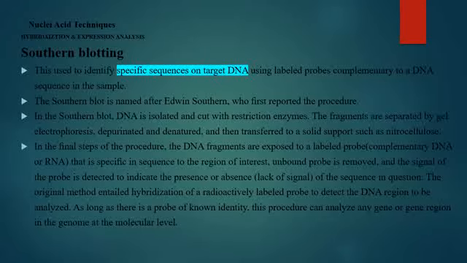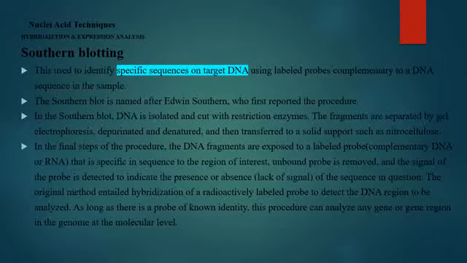Now the final step of the procedure: the DNA fragments are exposed to a labeled probe, which we are calling a complementary DNA or RNA. So there's a labeled probe and DNA fragments. You expose them to an originally labeled probe, which is specific in sequence to the region of interest. The unbound probe is removed, and the signal of the probe is detected to indicate the presence or absence of the sequence in question.